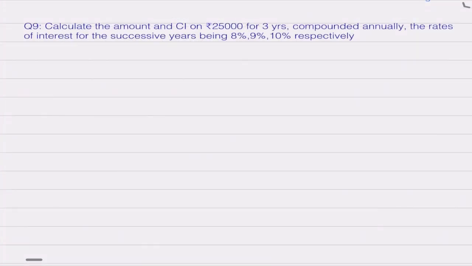So children, next question is question number 9. In this, the method is same. Only difference is the rate of interests are different for different years. Calculate the amount and compound interest on rupees 25,000 for 3 years compounded annually. The rates of interest for the successive years being 8%, 9% and 10% respectively. The method is same as the previous question. Only thing here, for first year, second year, third year, the rates are different.